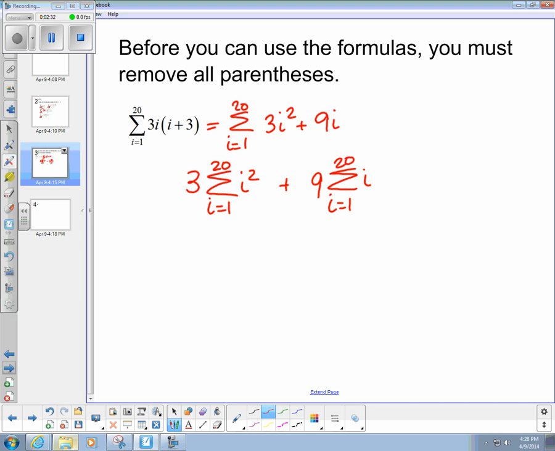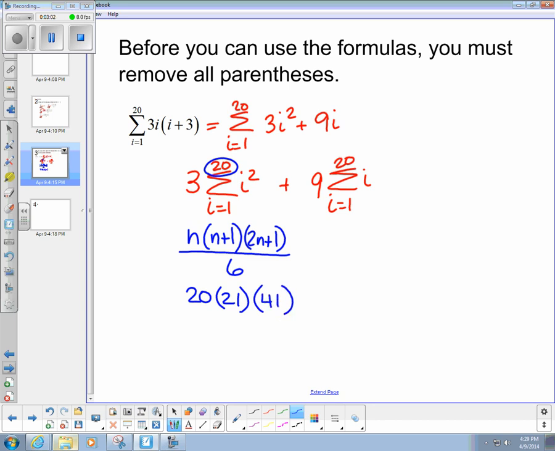Okay. Now, what was the formula for i squared? The formula for i squared said that we were going to take n times n plus 1 times 2n plus 1 divided by 6. So what numbers do I need to plug in there? Well, I need the n, and the n, again, is the number at the top of the summation, the number of terms. So this would be 20 times 21 times 41, that's 2 times 20 plus 1, over 6. And then again, don't forget about this coefficient in the front. So we're going to multiply that whole thing times 3.